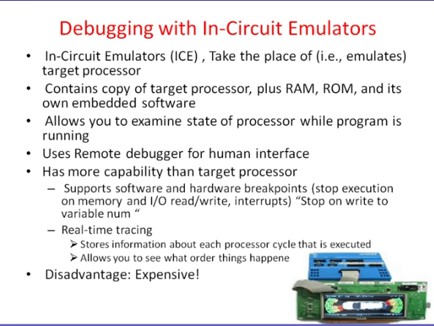Debugging with in-circuit emulator. An emulator imitates the central processing unit, CPU, of the embedded system's computer. It has a plug that inserts into the socket where the CPU integrated circuit chip would normally be placed. With JTAG-based debug access, most modern systems use the target system CPU directly. JTAG access lets the ICE do anything that the processor can do, but under the control of a software developer.